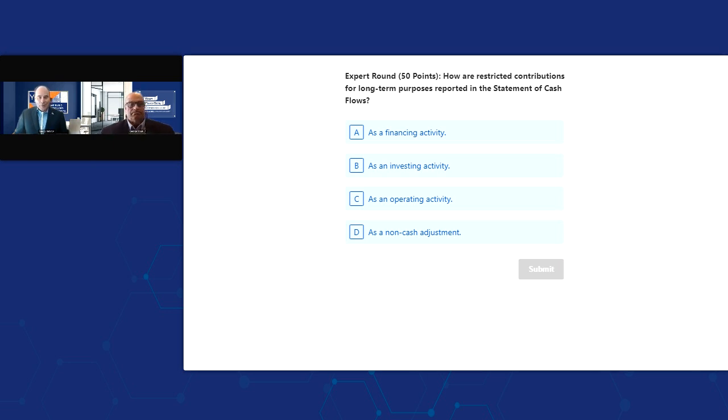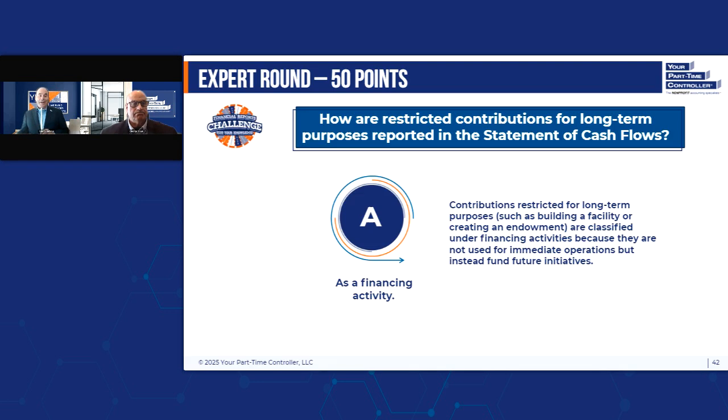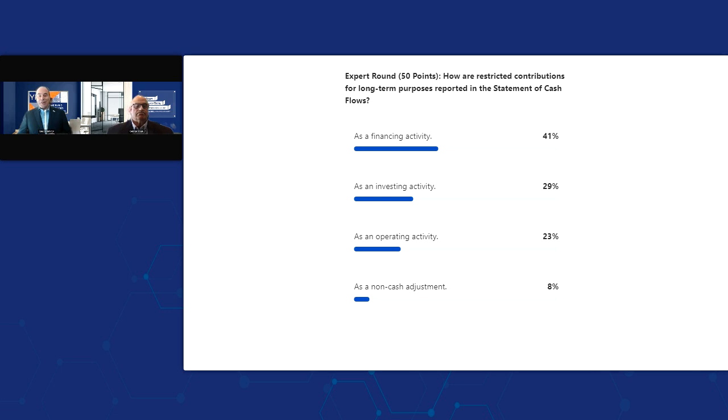Okay, the answer to our final question is A, financing activities. When we're dealing with long-term funding, that's covered in our financing activities. All right. So I think this was the only question that had a less than 50% correct rate. Not surprising, that definitely is an expert level question.